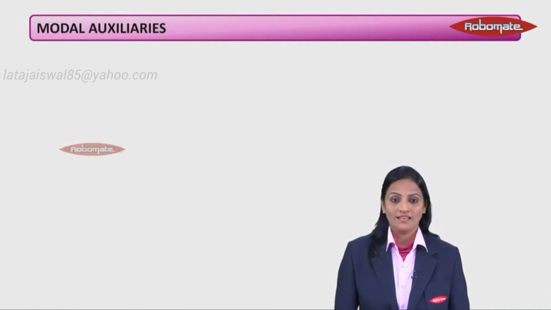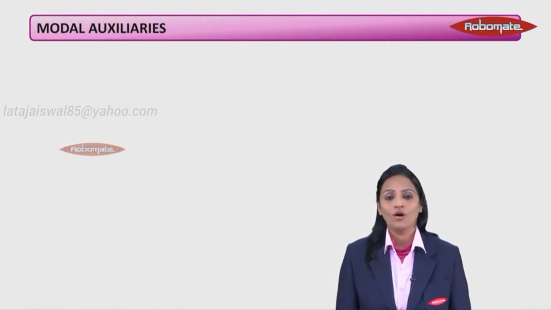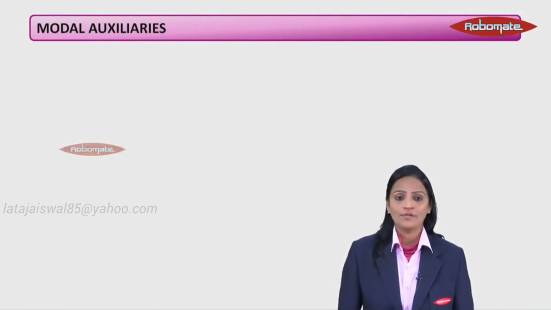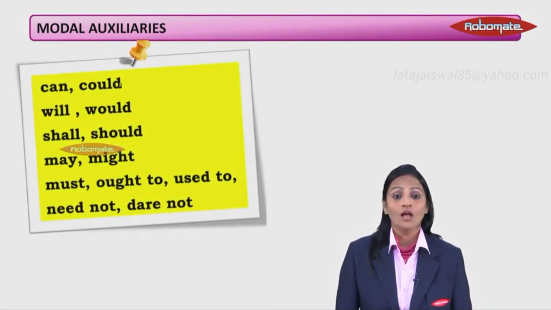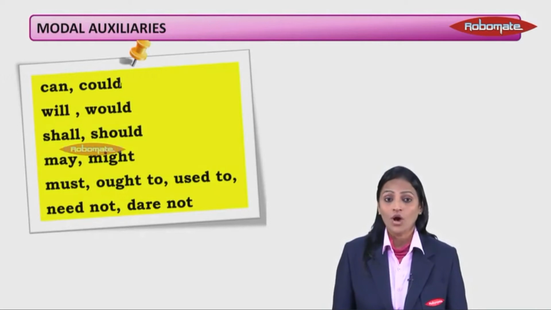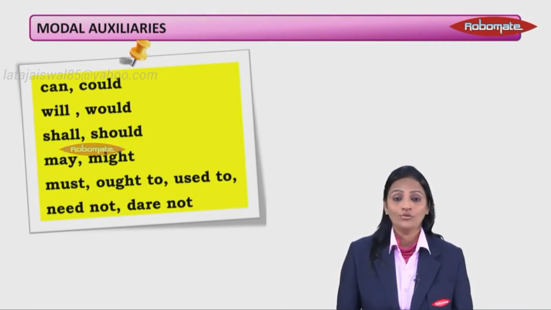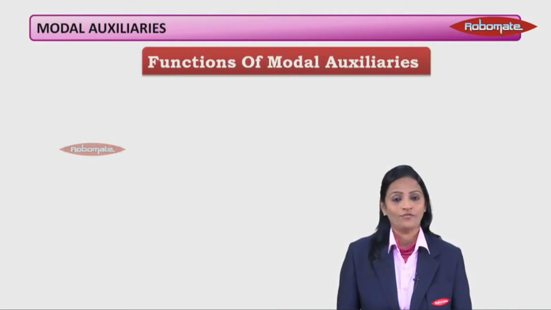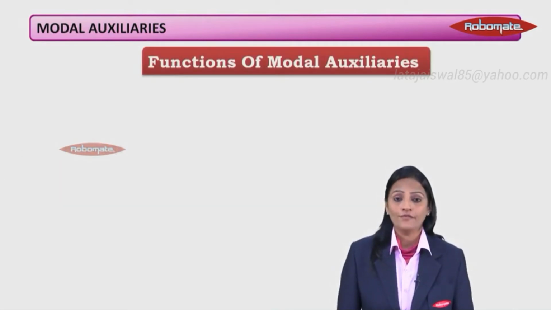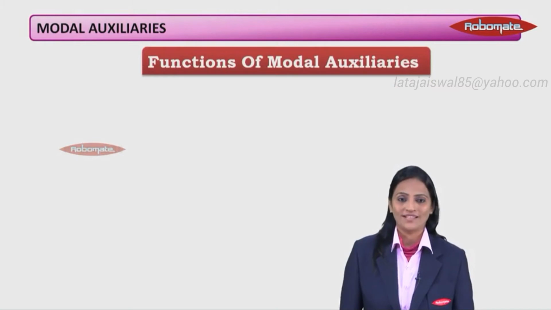We have already seen the meaning of modal auxiliaries and the examples of modal auxiliaries: can, could, will, would, may, might, shall, should, need to, need not, dare not, ought to, used to, must. Now, we shall go on to the function of modal auxiliaries, the different functions of different modal auxiliaries.